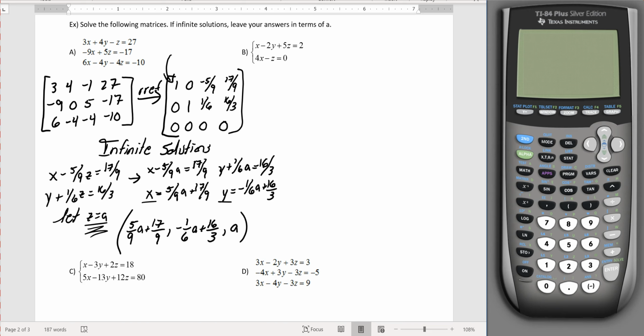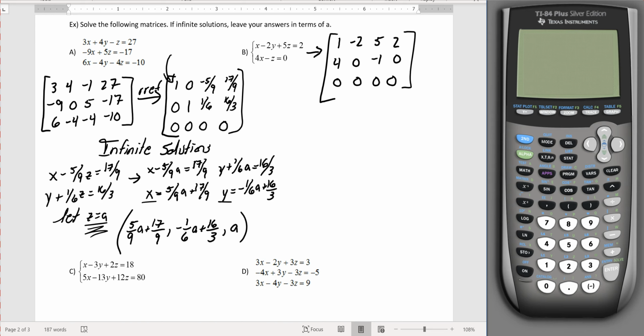All right, let's try letter B. Now, letter B, notice how many variables do we have? 1, 2, 3. How many equations? Only 2. So we know right away this is going to have infinite solutions because this is a non-square system. So when I write this augmented matrix, I need to add a row of zeros. So I'm going to have 1, negative 2, 5, 2, 4, 0, negative 1, 0, and then 0, 0, 0, 0.